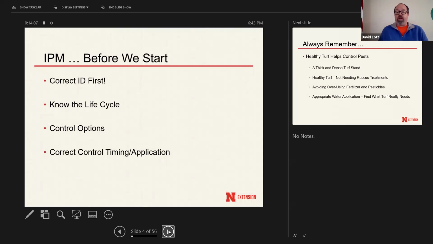We need to know the life cycle and what's going to happen in the life cycle and what to look for. We're going to talk about the control options, and then we're going to talk about correct timing and application, because timing and application are so critical to actually getting the job done. So we can't just decide, oh, it's Saturday, I'm going to go do this. We need to do the application correctly at the right time.